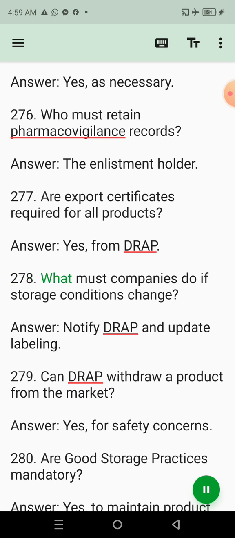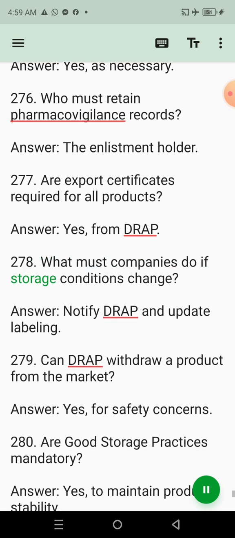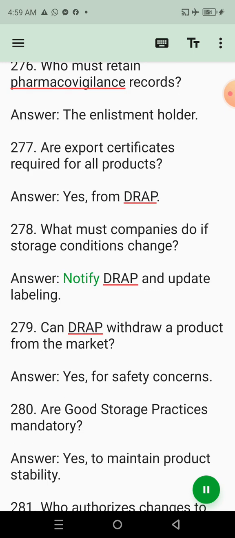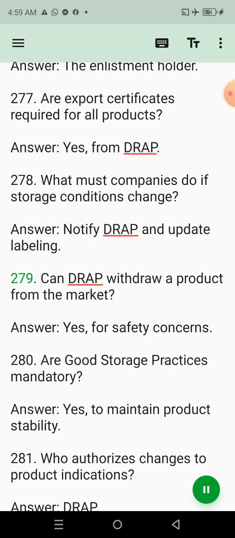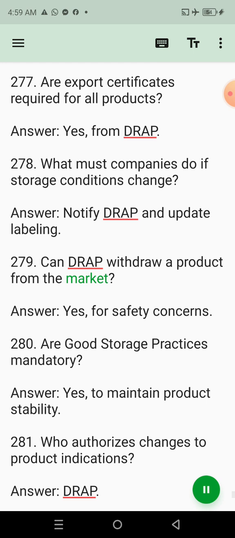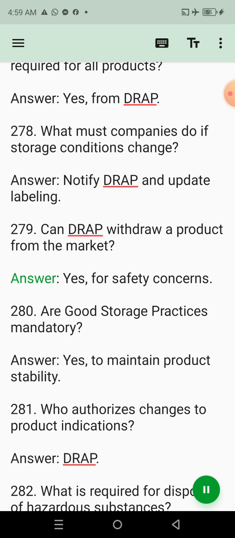278. What must companies do if storage conditions change? Answer: Notify DRAP and update labeling. 279. Can DRAP withdraw a product from the market? Answer: Yes, for safety concerns.